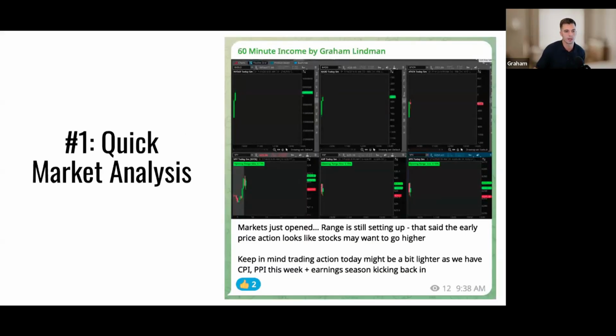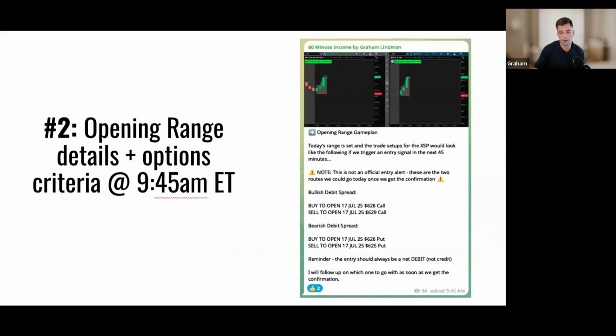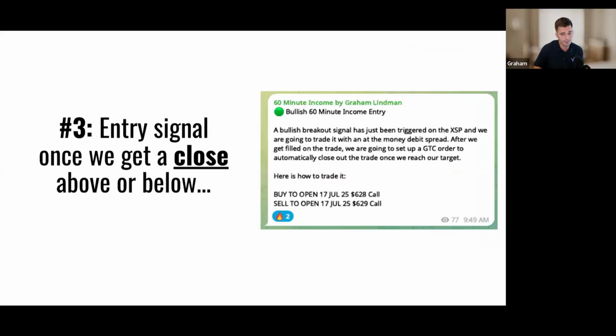So as a reminder, here's how the Telegrams look. Morning market analysis. Then you get the opening range game plan. This gives you everything you need to know for the day. And then once we get a candle close above or below that range, bam, I follow up with the exact options we're trading. And again, green, I make it easy for you guys. Green, we're trading bullish, we're trading calls. If this were red, it would be bearish and puts.